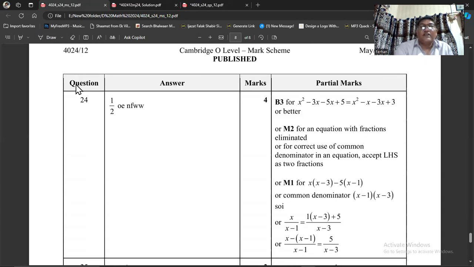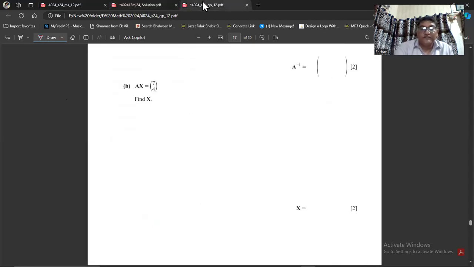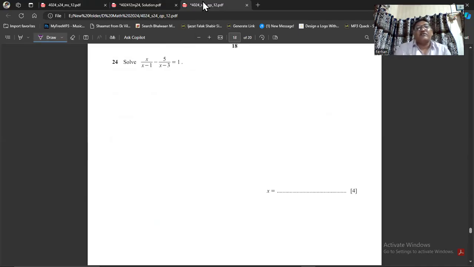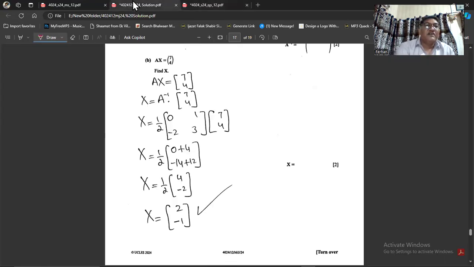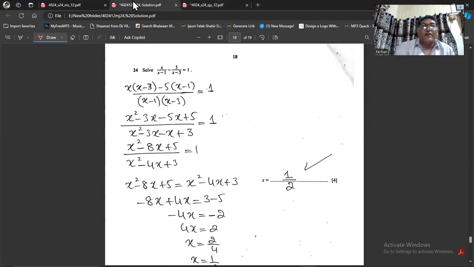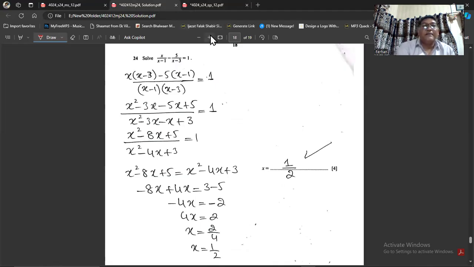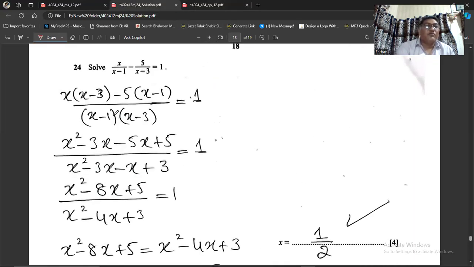Okay, so we are going to the next question, and that is question number 24. So here he says solve x by x minus 1 minus 5 by x minus 3 equals 1. So on this side, I will take the LCM. In the LCM, both of these denominators will come. So upstairs, you will have x into x minus 3 minus 5 into x minus 1, equals 1.